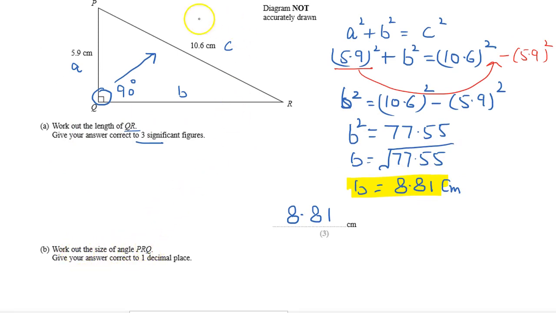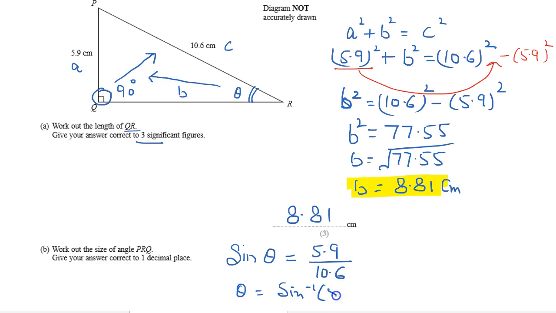Work out the size of angle PRQ. This angle. Say this angle is theta. Because we know all sides, now we can take sine, tan or cos. Sine theta is equal to the opposite side, 5.9, over the hypotenuse, 10.6.